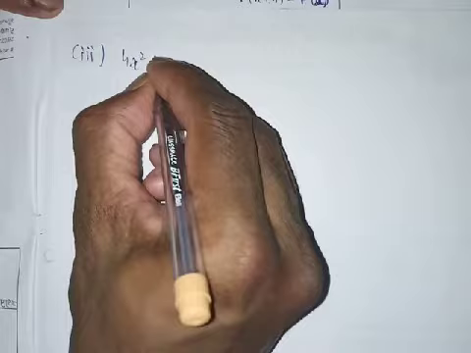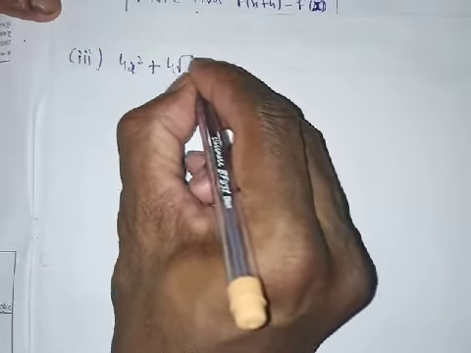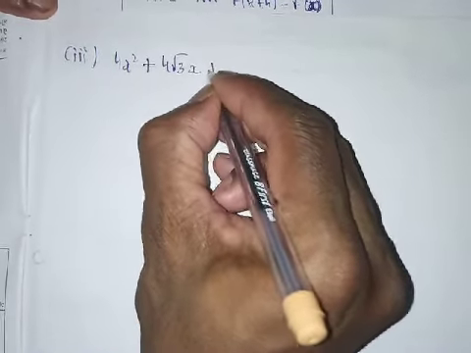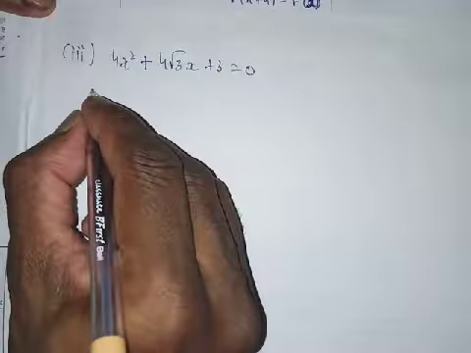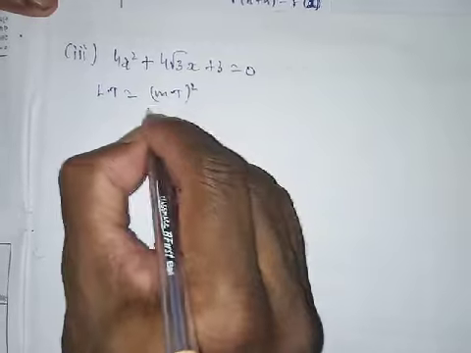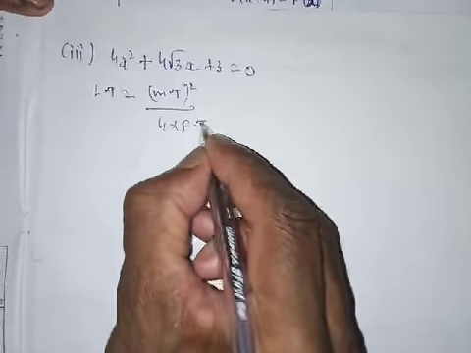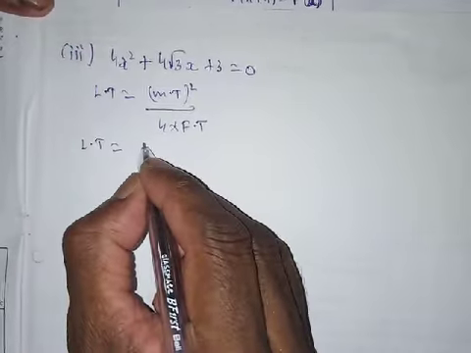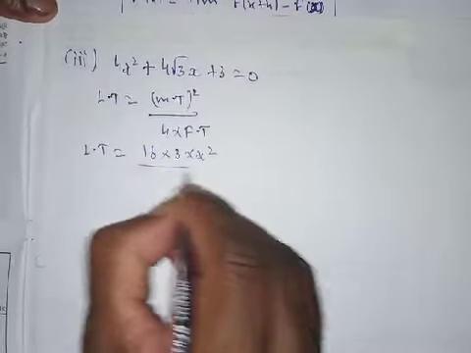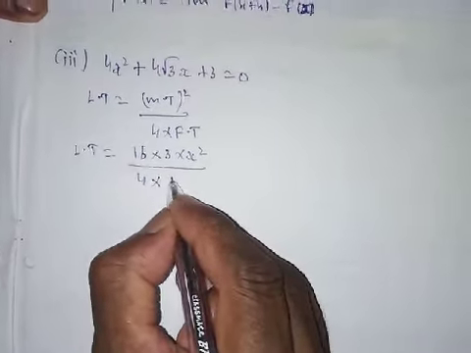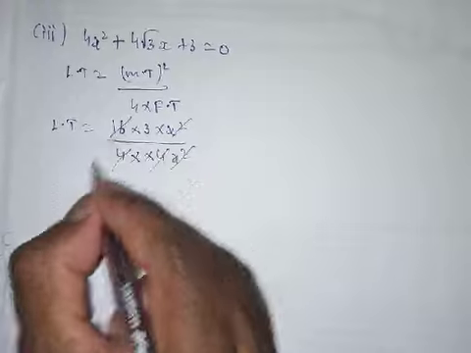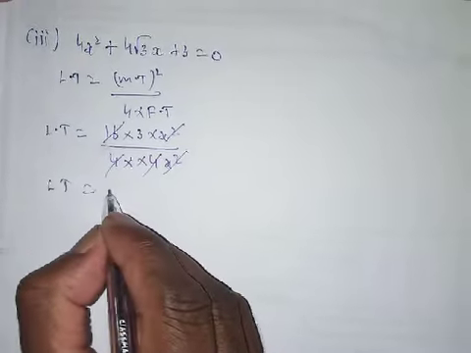4x square plus 4 root 3 x plus 3 is equal to 0. So again we'll find the last term only. So middle term square, 4 into first term. So LT, middle term, 16 root 3 means 3, x square, upon 4. First term is 4x square. x square cancels, 4 4s are 16. So last term what we get should be 3 only.